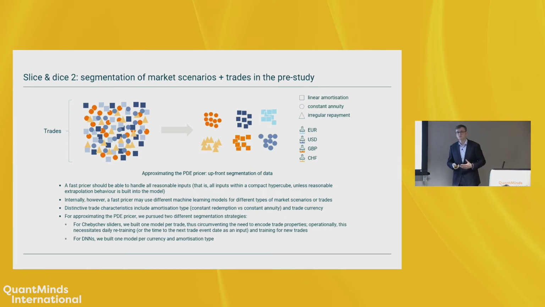For the Chebyshev methodology, which we also used, we slice and dice in a different way. We consider one model for every single trade. So we do not need to encode the trade characteristics. So for Chebyshev, one model per trade. For DNNs, one model per currency and per amortization type. Yeah, and we also, for no good reason, except that we had very little time, decided to focus on linear amortization and trades with a 6 months amortization period.